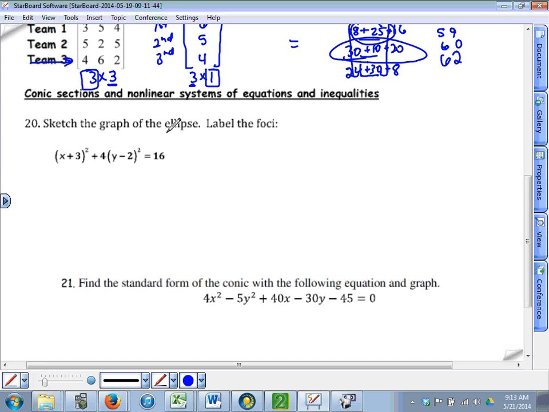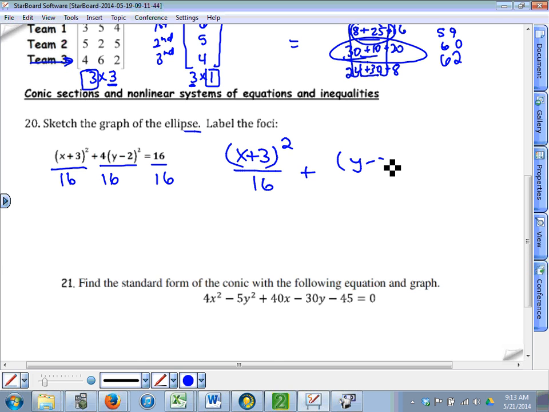Question 20. Sketch the graph of the ellipse. The problem here is this number needs to be a 1. So how do we do it? Divide by 16. Divide everything by 16. Now we have, in standard form, (x plus 3)² over 16 plus (y minus 2)² over 4 is equal to 1. So now we have the ellipse.